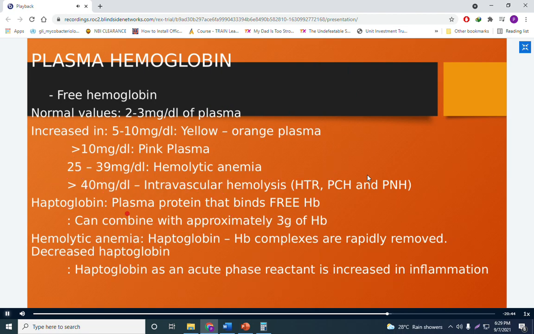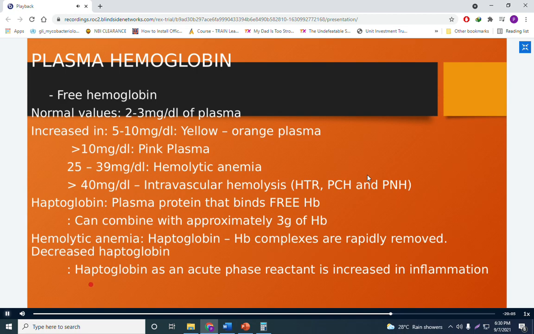Next, class, we have your haptoglobin, a plasma protein that binds to hemoglobin. Now, it can combine with approximately 3 grams of hemoglobin. So in hemolytic anemia, class, haptoglobin-hemoglobin complexes are rapidly removed. The reason why, class, rapidly removed sila, remember pag may hemolysis kayo, ang daming hemoglobin na nare-release. Now, yung hemoglobin na yon, magbabind yun ngayon kay haptoglobin. Dahil sa sobrang dami nila, your body will act to remove them, leading to decreased haptoglobin.